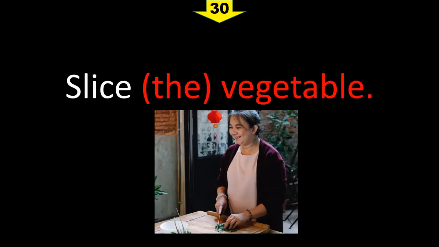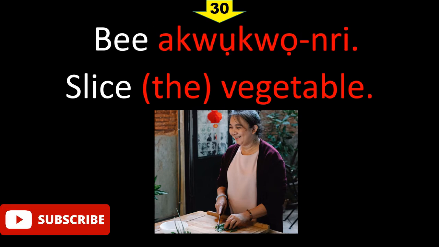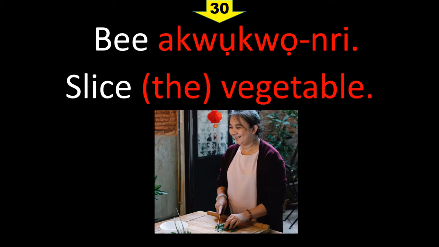Slice the vegetable. Bee akwụkwọ nri. Vegetable is akwụkwọ nri in Igbo language. Compound word. Bee akwụkwọ nri.